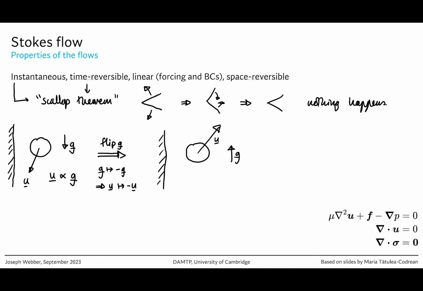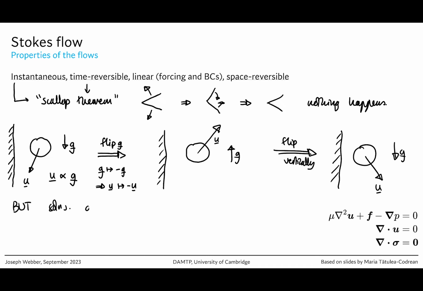upwards. Okay, we're also space reversible. So let's flip vertically. We're space reversible because that's essentially like taking y goes to minus y, and these equations are linear, so that doesn't change anything material. So if we flip vertically, we come back to this case now. U is pointing like this and g is pointing back down. But, as we'll see later, solutions are unique to the Stokes equations given forcing and BCs. Now the forcing and BCs are exactly the same here as they were here. So this solution has to equal this solution.